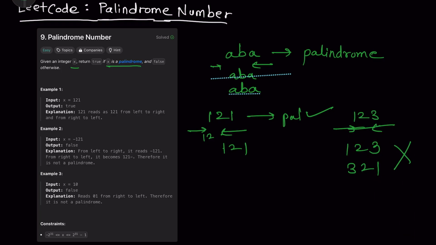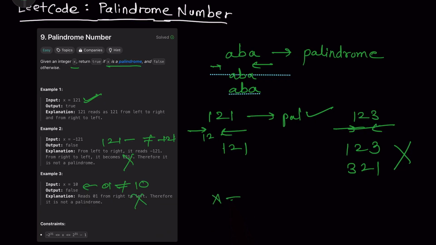Let's understand with the given examples as well. We have seen that 121 is a palindrome. For a negative number like -121, it is not a palindrome because reversed it would be 121-, which is not equal to -121. So this is not a palindrome. When x is equal to 10, from right to left it is read as 01, and 01 is not equal to 10. That's why this is not a palindrome as well.